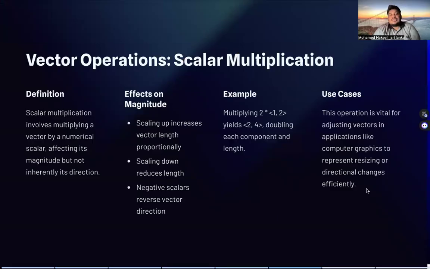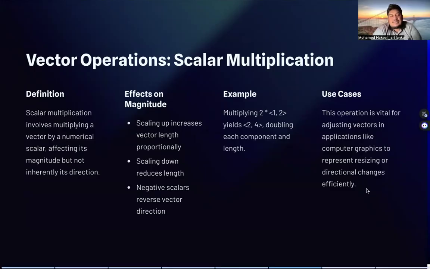And vector operations: scalar multiplication. The definition of this is that scalar multiplication involves multiplying a vector by a numerical scalar, affecting its magnitude but not inherently its direction. Effects on magnitude.